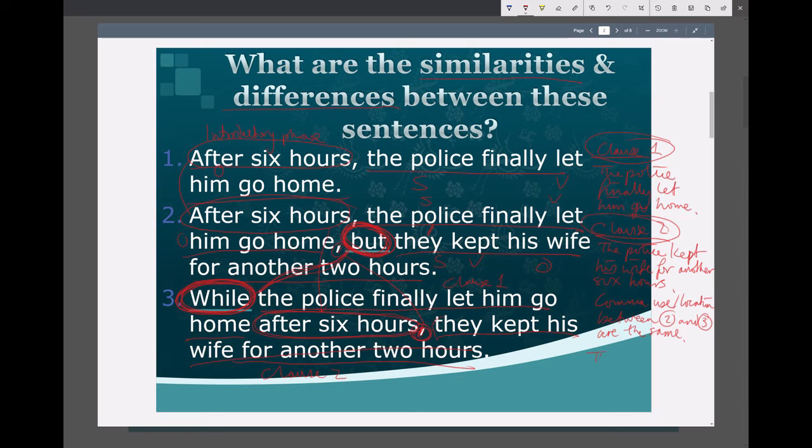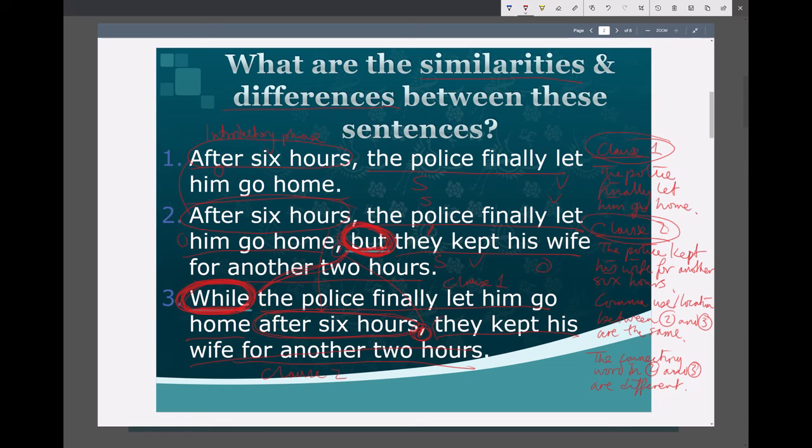But the connecting word in sentences 2 and 3 are different. They have a different word and a different location. In sentence 2, it's placed as a coordinating conjunction in the middle of the sentence between the two clauses. And in sentence 3, you have a transition word, while, at the beginning of the sentence.